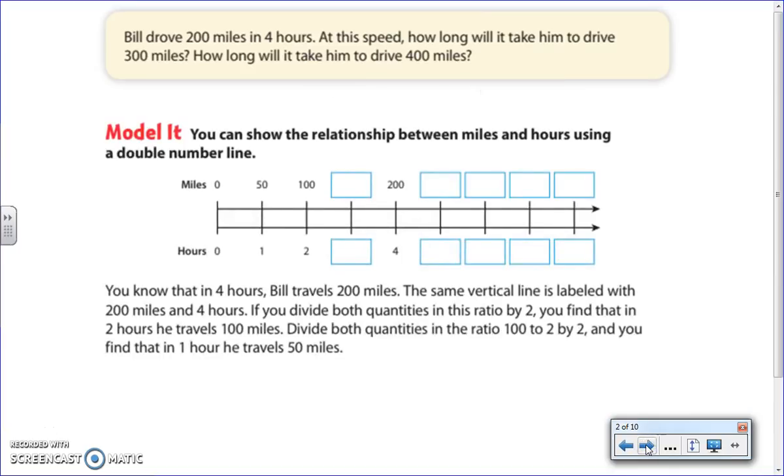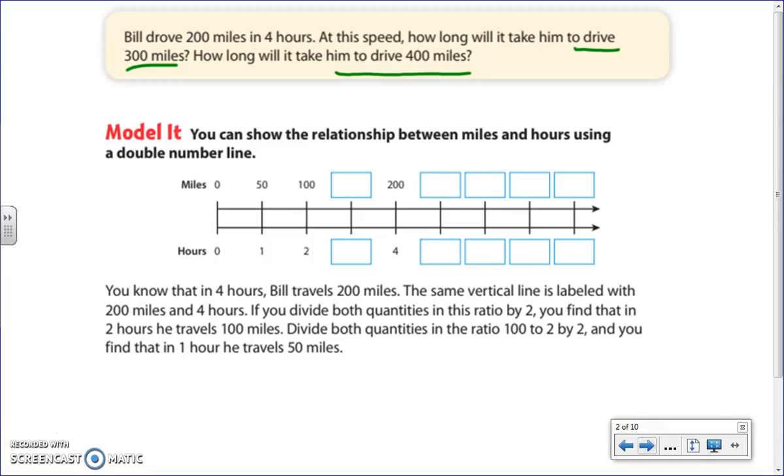The question says, Bill drove 200 miles in 4 hours. At this speed, how long will it take him to drive 300 miles? How long will it take him to drive 400 miles? And again, we have more than one question to answer here. And so we have a lot of different ways that we can approach this problem.